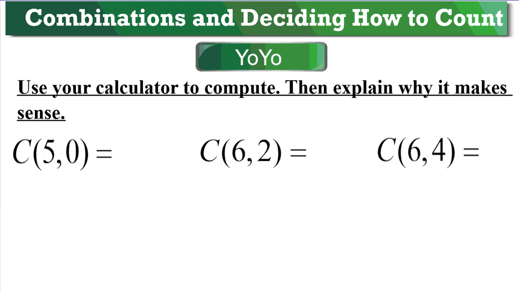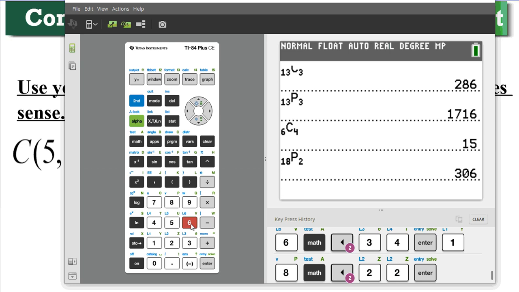Okay, welcome back. If you type in 5 choose 0, it's going to be 1. The reason why is if there's a bucket of 5 things, there's 5 applicants, and you're going to pick 0 of them. How many ways can you pick 0 of them? Just one way. You don't pick any of them. So that one is 1.